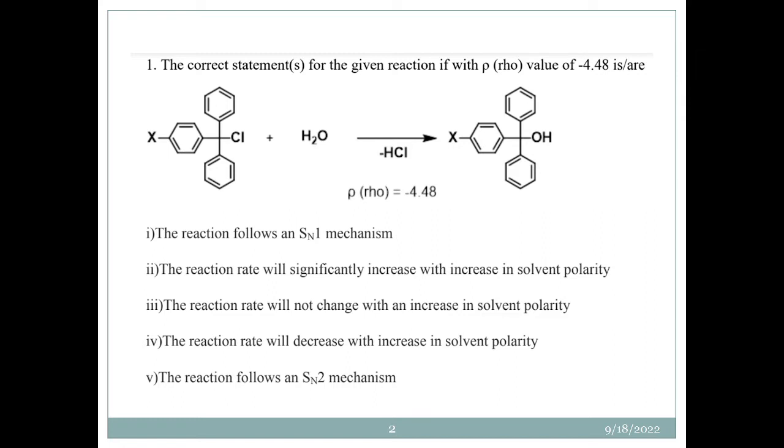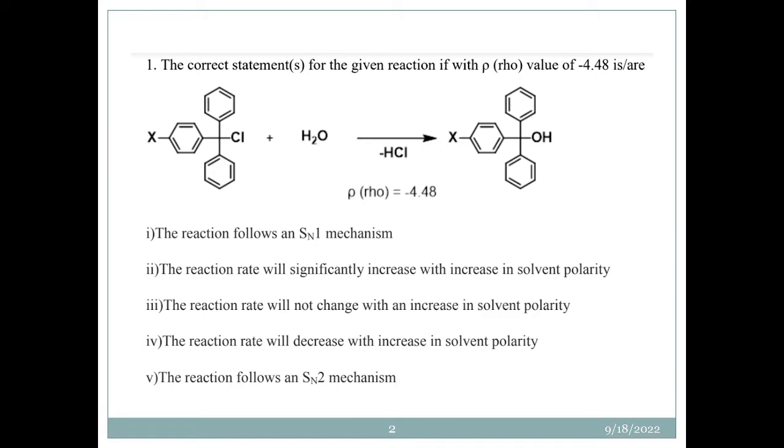So, this is a question which is based on the Hammett plot, right? Now, if I read the question: the correct statement for the given reaction, the rho value of minus 4.48. We have a reaction in which a carbon-chlorine bond is substituted with a carbon-oxygen bond, alcohol. So it's a typical substitution reaction, with a rho value of minus 4.48. How do you interpret the value?